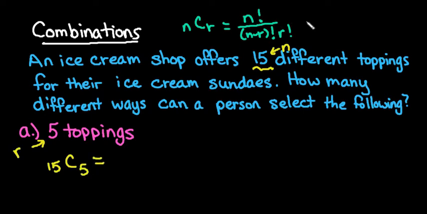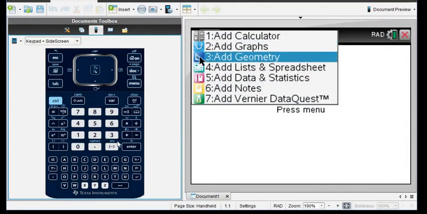So instead of having to use this formula, if you need to show the work, you would just set it up as 15 factorial over 15 minus 5, which is 10 factorial, times 5 factorial. But you don't have to do out the work with this. What we can do is grab our calculator, and we're going to open up a calculator screen.